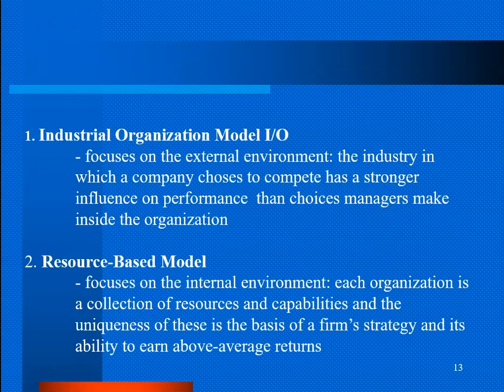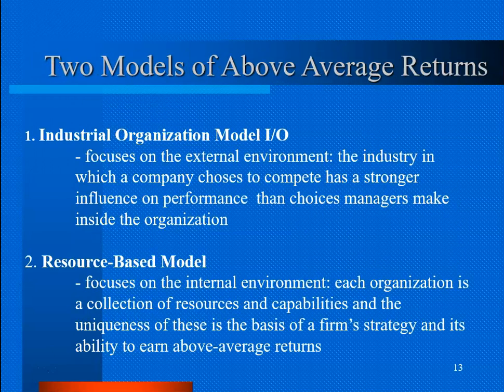So what we are going to turn our attention to now is the two models of above average return. So I've mentioned the term above average return several times. So there are two models. We have the industrial organizational model and we have the resource-based model. The industrial organization model focuses on the external environment. The industry in which a company chooses to compete has a stronger influence on performance than choices managers make inside the organization. This is what the industrial organization is saying.